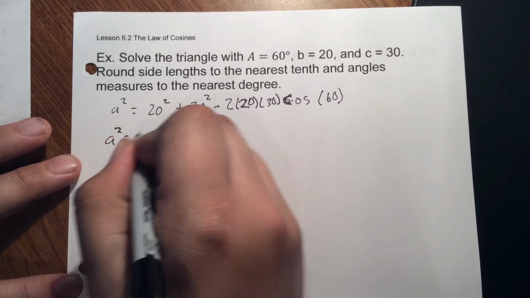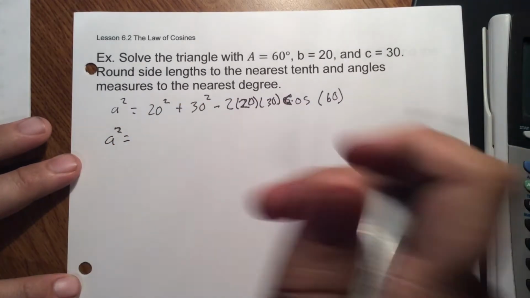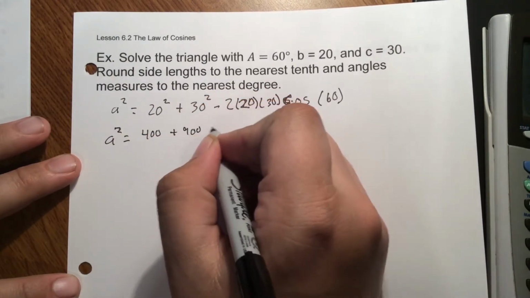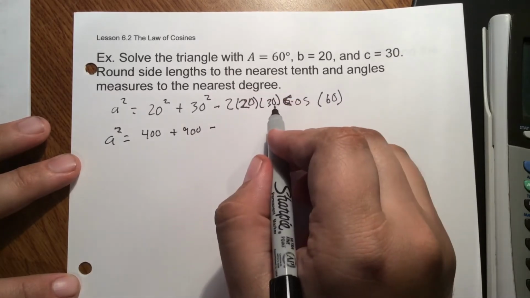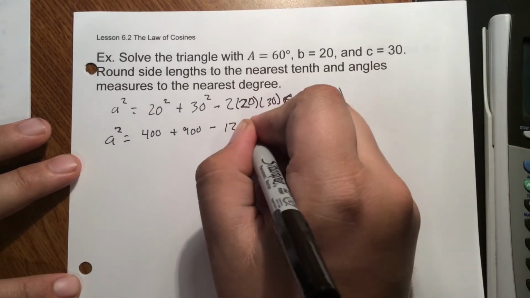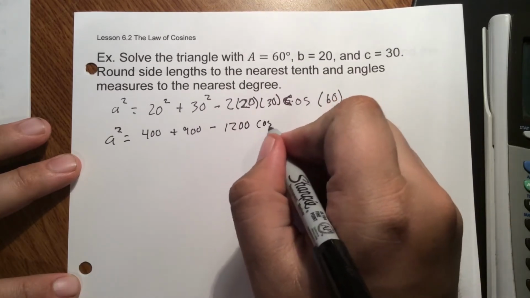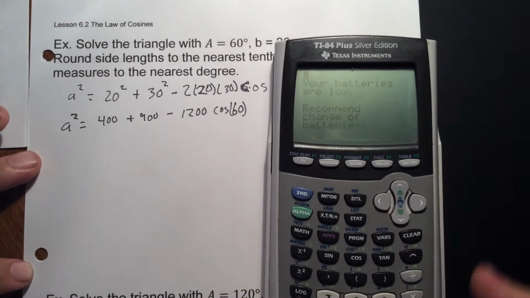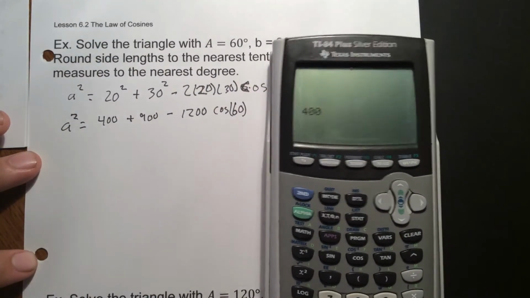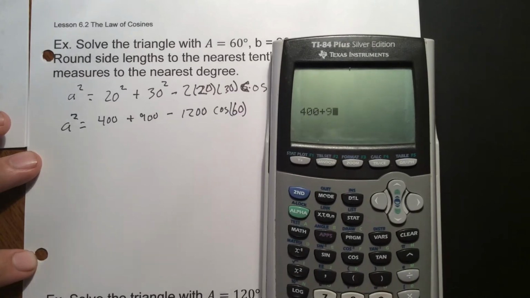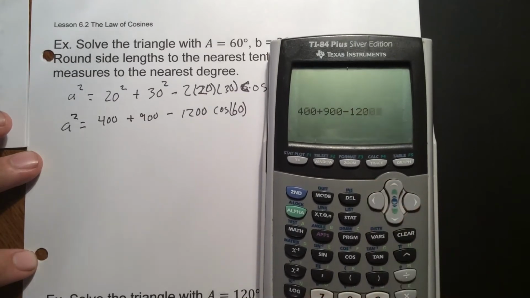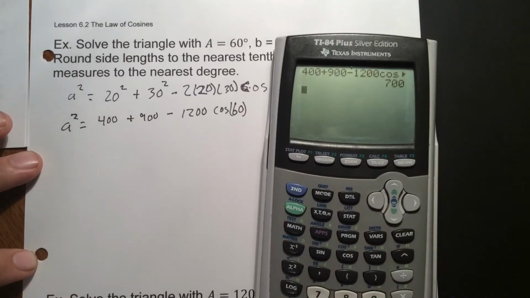So right now, a squared is going to equal, well, 20 squared would be 400. 30 squared would be 900. 20 times 30 would be 600, times 2 would be 1200, cosine 60. So if we put this in our calculator, 400 plus 900 minus 1200 cosine 60, and we get 700.